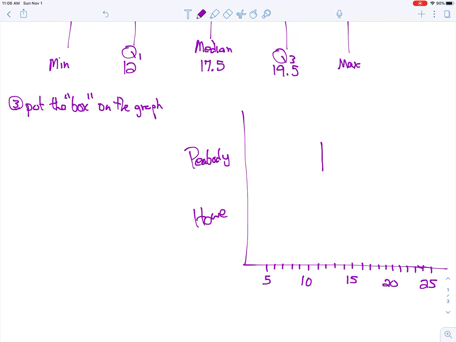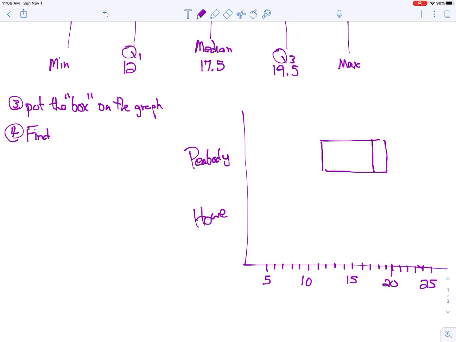12 to 19.5 with a median of 17.5. Something like there. I have refrained from doing the whiskers yet because we need to test for outliers. This is where there's a formula that most math statistics books use, and that's the one we'll adhere to.